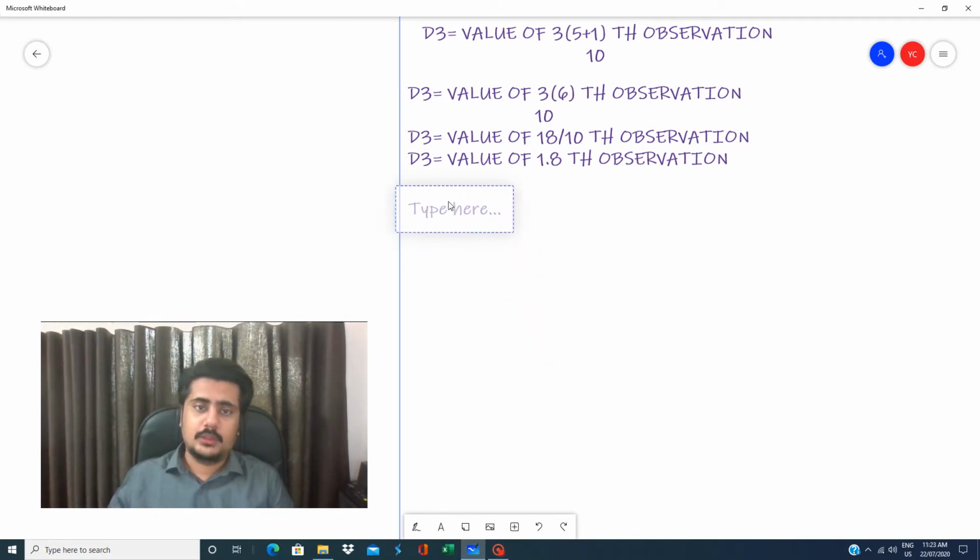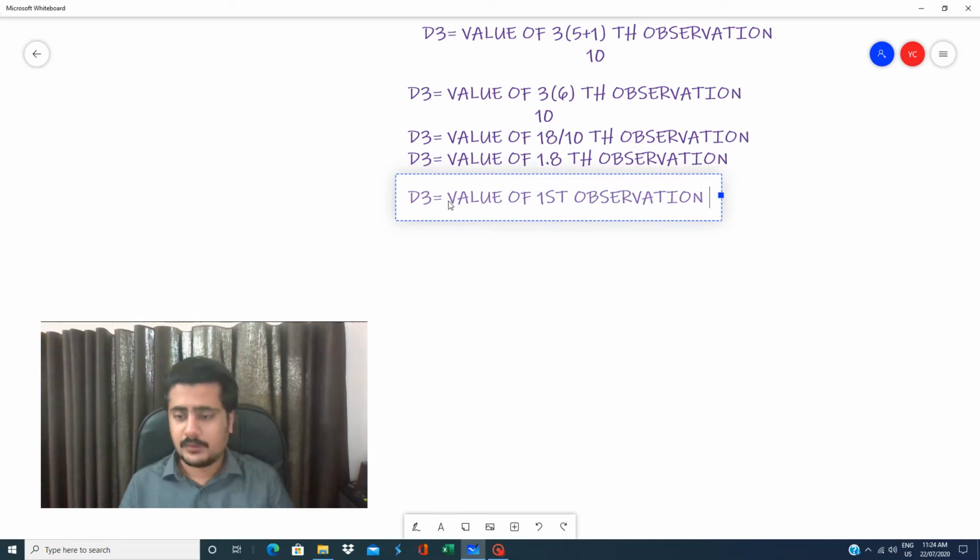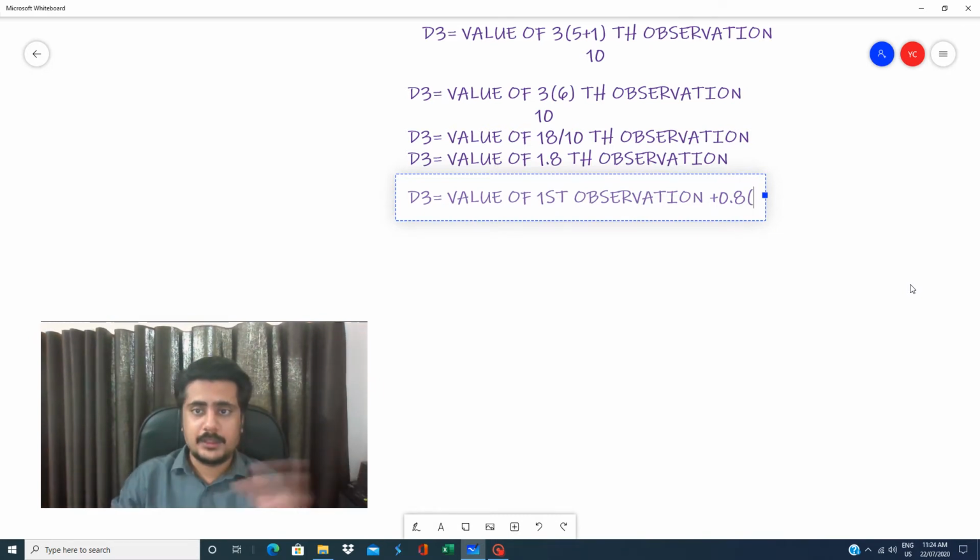Now how will you solve this 1.8? We have discussed this in median also, when xi is given in even numbers. In Q1, Q2, Q3 also we have seen how we solve this 1.8. Let us solve this. I told you that from 1.8 separate that digit 1. So it is value of first observation plus 0.8. As I told you, in 1.8 separate that 1 and separate that 0.8. Now you have to multiply that 0.8.